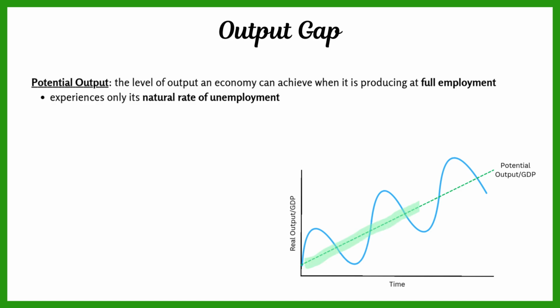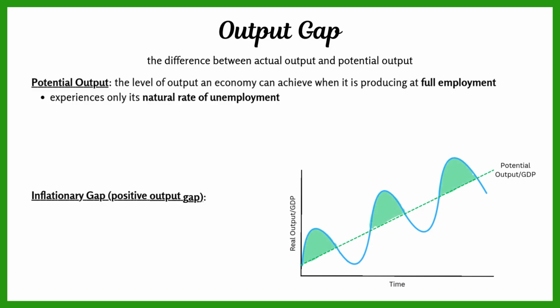On the diagram, the dotted line represents the potential output. Notice how sometimes the actual output is higher or lower than the potential output. That's an output gap. An output gap is basically the difference between actual output and potential output.